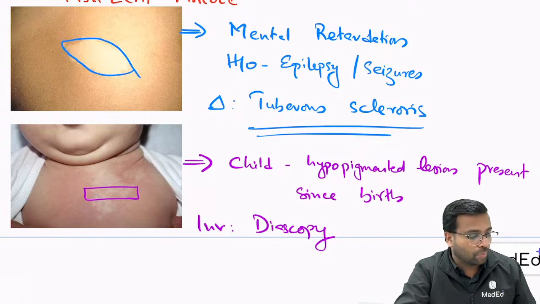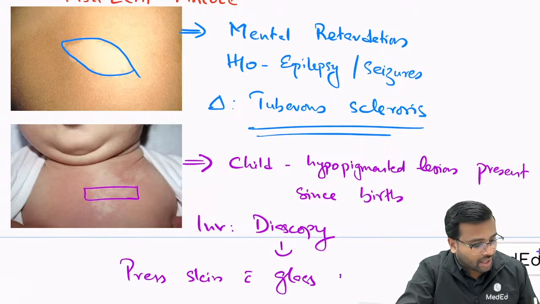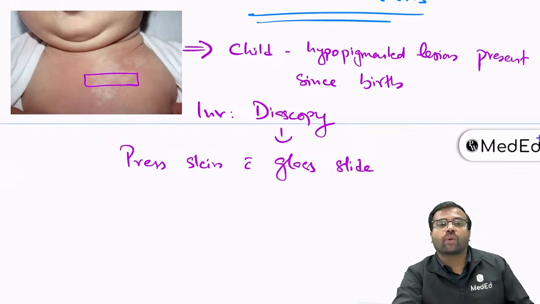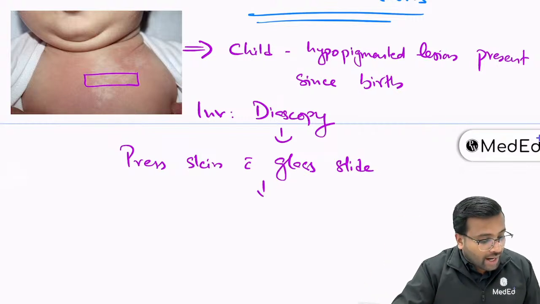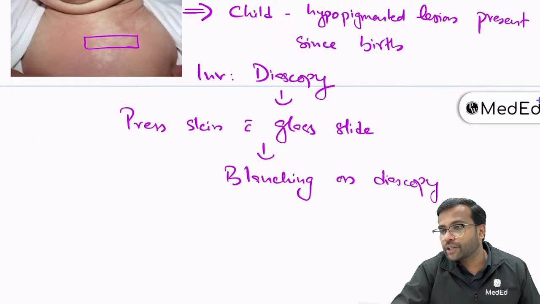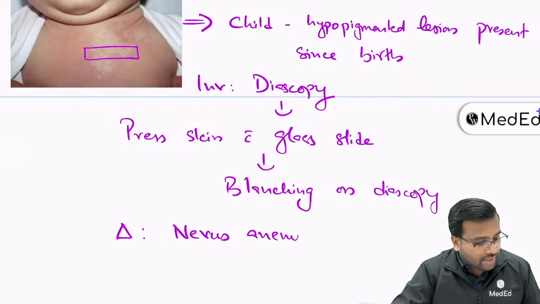What do you mean by diascopy? You mean that you press the skin with a glass slide. So when you're pressing the skin with a glass slide, what is happening? This hypopigmentation is disappearing, which means that the lesions are blanching on diascopy. So if the lesions are blanching on diascopy, the final diagnosis becomes nevus anemicus.